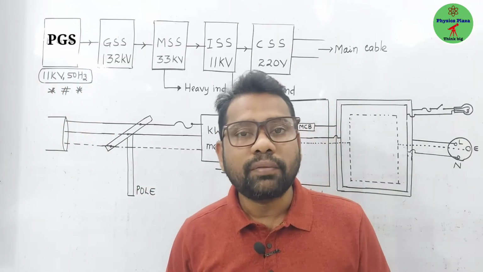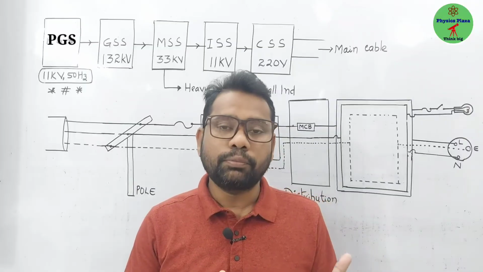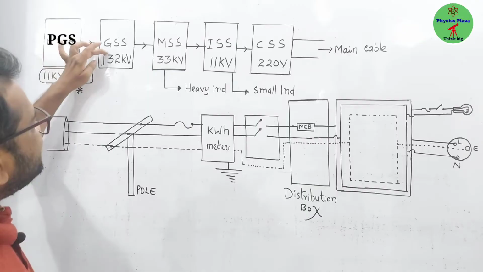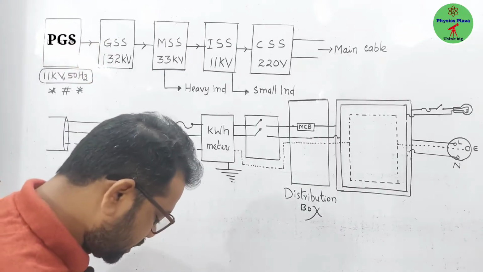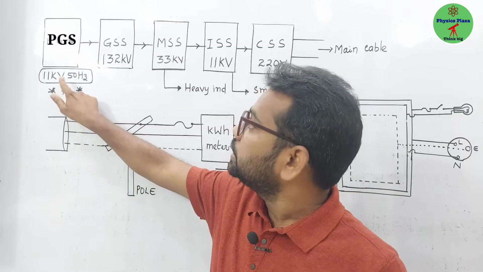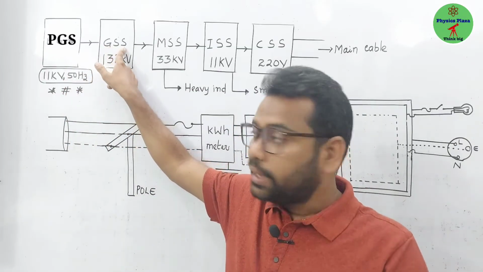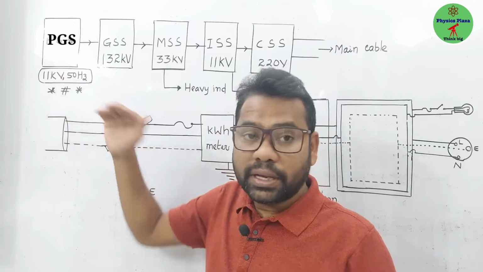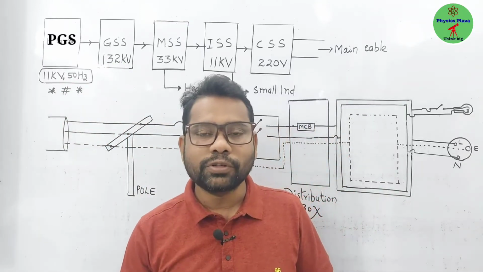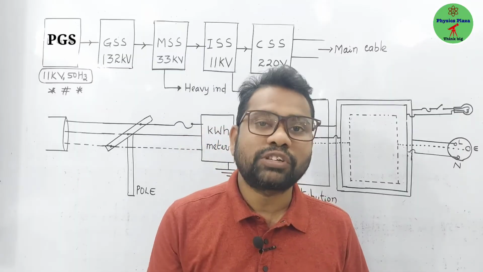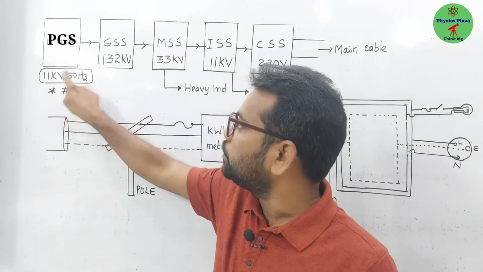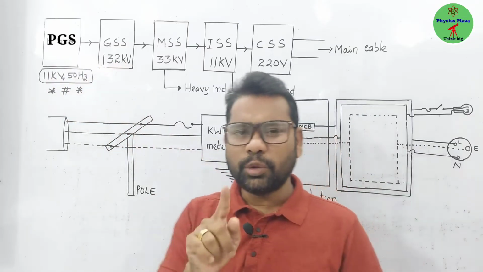Now children, the power generated at 11 kV, 50 hertz is first transferred to the GSS. What is a GSS, children? Grid substation. So the power with 11 kV is sent to the grid substation. There this 11 kV power is increased to 132 kV. Children, which device are we going to use here? Yes, step up transformer. Here we use a step up transformer with which we can increase the voltage from 11 kV to 132 kV.